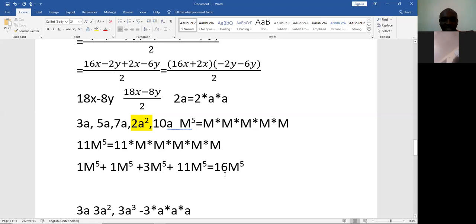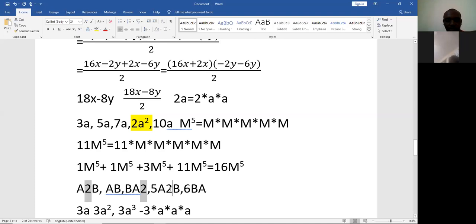I get to the second last case. a squared b, ab, ba squared, 5a squared b, and then finally I have 6ba. This is squared, so this one is also squared, this one is also squared. So those ones we give them like that.